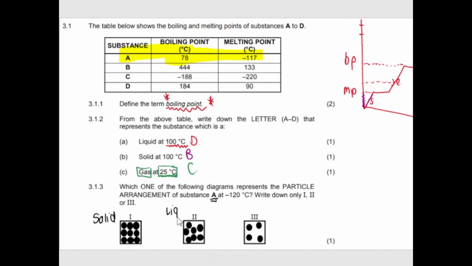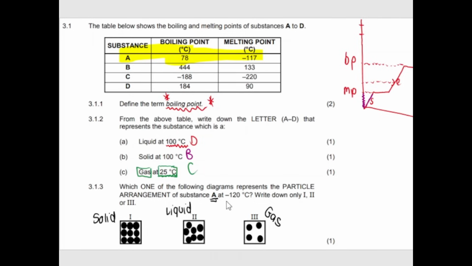This would represent a liquid. You can see that it's intermediate. Particles move around more freely. They occupy the volume, but they take the shape of the container, and this would represent gas. So just by comparing them to one another, we can see that that's solid, liquid, and gas.